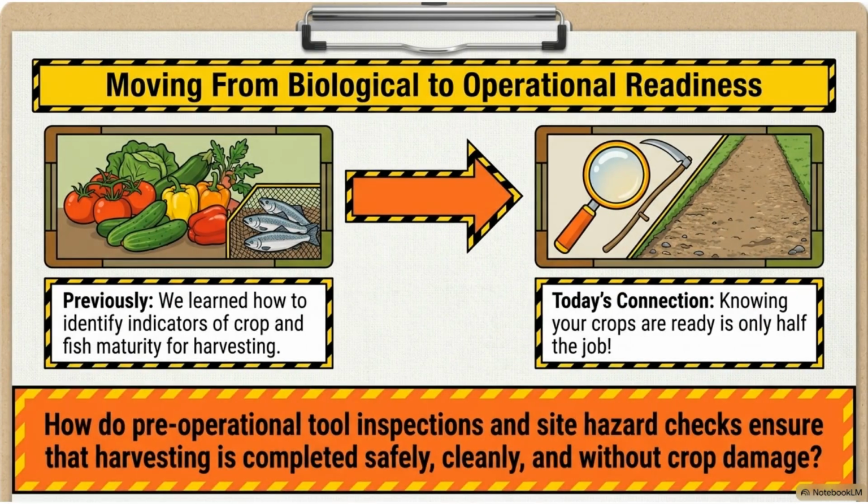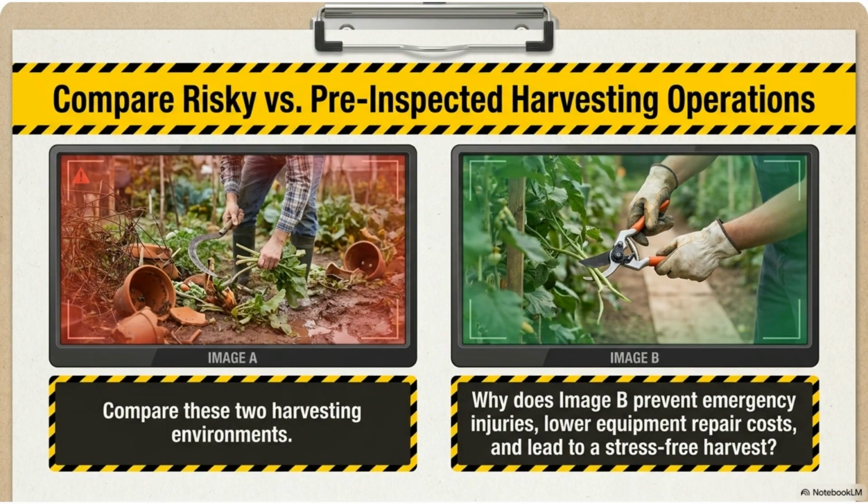Knowing your crops are ready for harvest is important, but it is only half the work. We must move from biological readiness to operational readiness by ensuring our tools and work sites are safe. Compare these two images. Image A shows a risky environment, while Image B demonstrates a pre-inspected site. Proper inspections help prevent injuries, reduce repair costs, and keep our harvest stress-free.